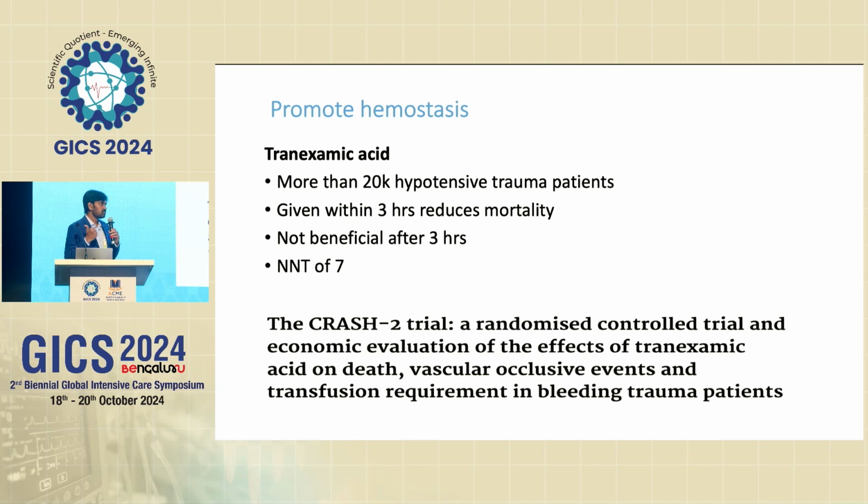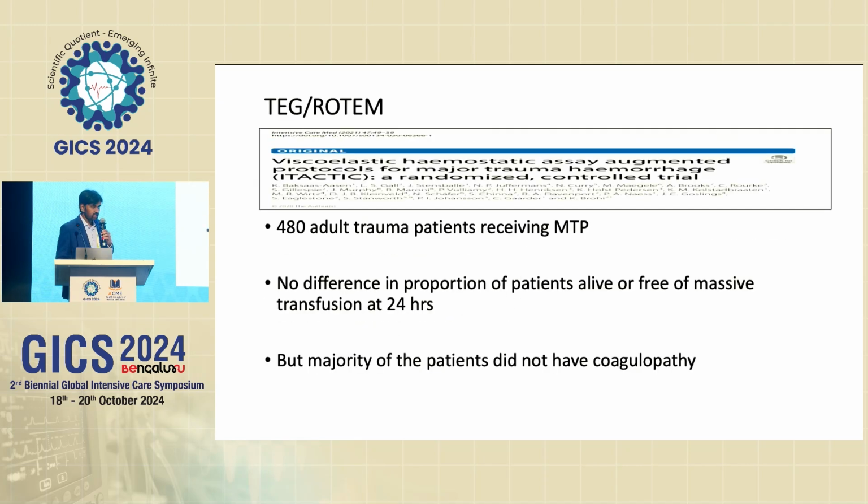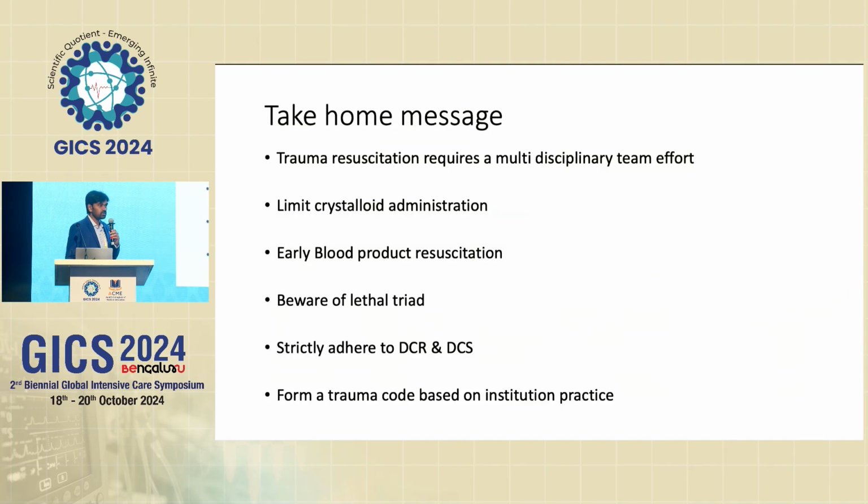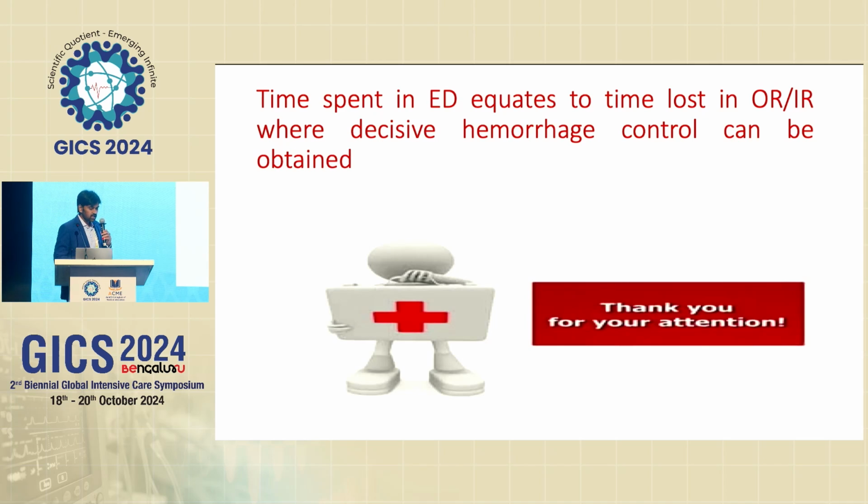Promote hemostasis with tranexamic acid, with the CRASH-2 and CRASH-3 trials. Cryoprecipitate, TEG, ROTEM and prothrombin complex have not shown any significant benefit. So the take home message: use your blood products for resuscitation, limit crystalloids, beware of the lethal triad of trauma, strictly adhere to damage control resuscitation, and try to form a trauma code which suits your institute. I will stop with this. Time spent in the ED resuscitating a patient is time lost in the OR, which will have adverse outcomes. Thank you.